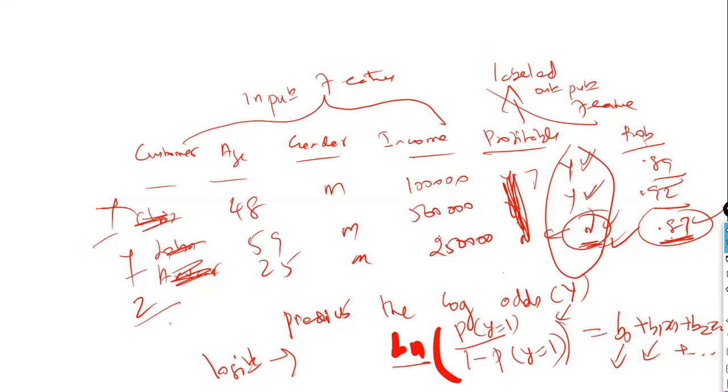Whereas logistic regression, we can use when the response variable is categorical in nature. For example, yes or no. Yes means the customer is a profitable customer in this case. No means the customer is not a profitable customer. Yes or no, or true or false.